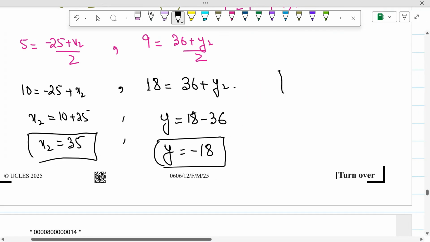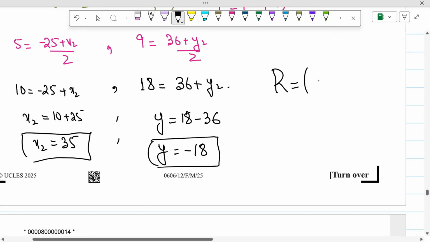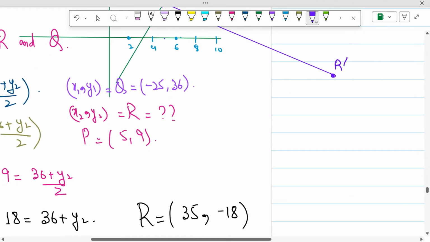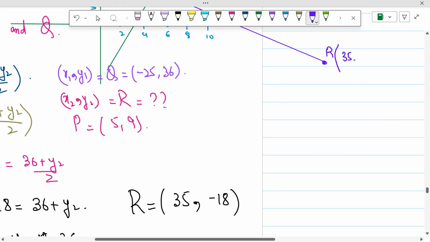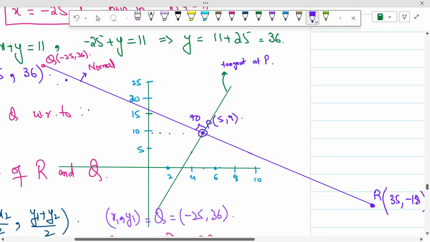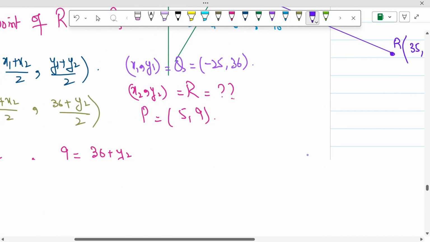So we have the point R, whose x coordinate is 35, and this one is y2, sorry, which is negative 18. So this point is (35, negative 18), which is the reflection of Q with respect to the tangent at P.